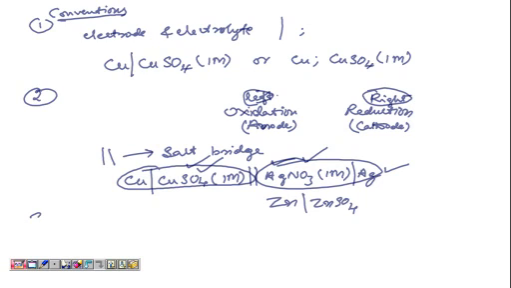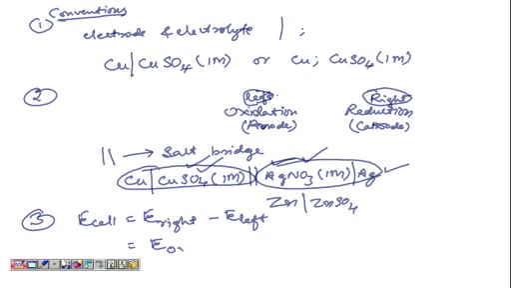The third convention is that the EMF of the cell is calculated using the equation E cell is equal to E right hand side electrode minus E left hand side electrode, or it is also called E reduction electrode minus E oxidation electrode.